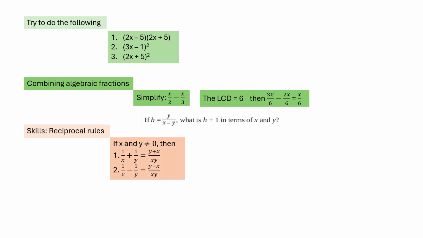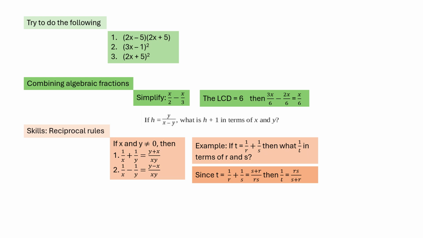Reciprocal rules. This is the reciprocal rules. Okay. 1 over x plus 1 over y will be y plus x over xy. 1 over x minus 1 over y will be y minus x over xy. Example: if 1 over t equals 1 over r plus 1 over s, then what is t in terms of r and s? Since 1 over t equals 1 over r plus 1 over s, so use the reciprocal rules. So it will be s plus r over rs. So get the reciprocal, it will be rs over s plus r.